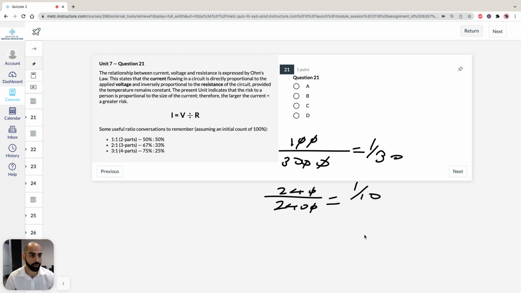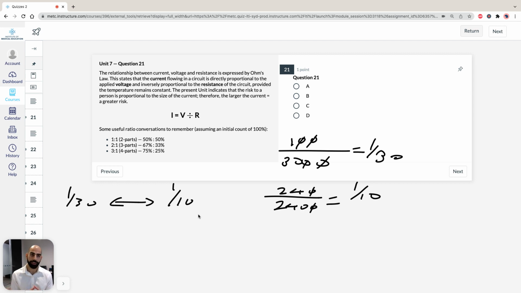So the current for the 110 volts is going to be 1 over 30, and the current for the 240 volts is going to be 1 over 10. Now, this is where the trick comes. So if you've got 1 over 30 and we have our 1 over 10, we want to figure out the ratios here.